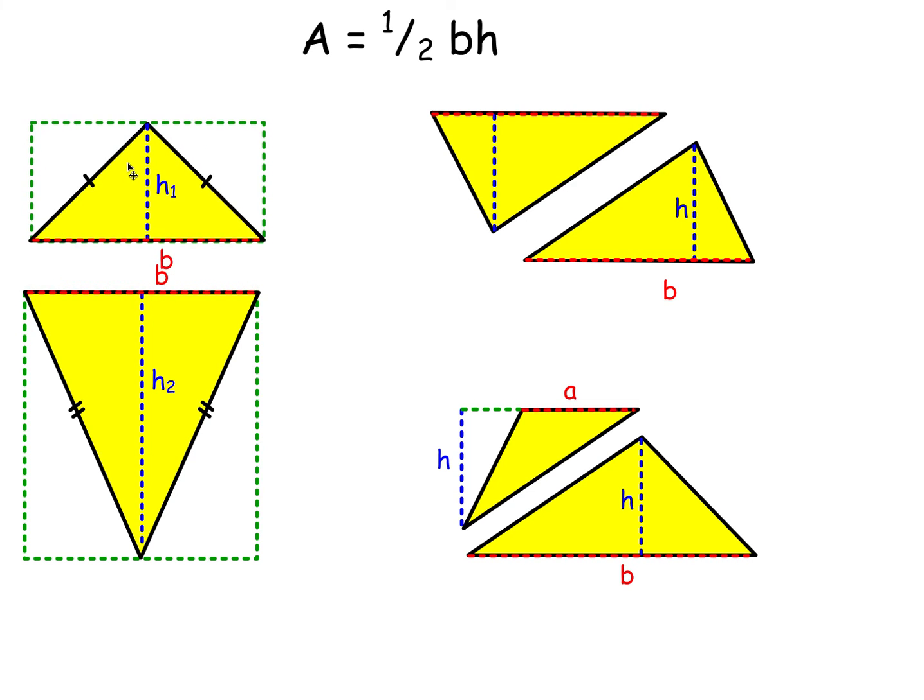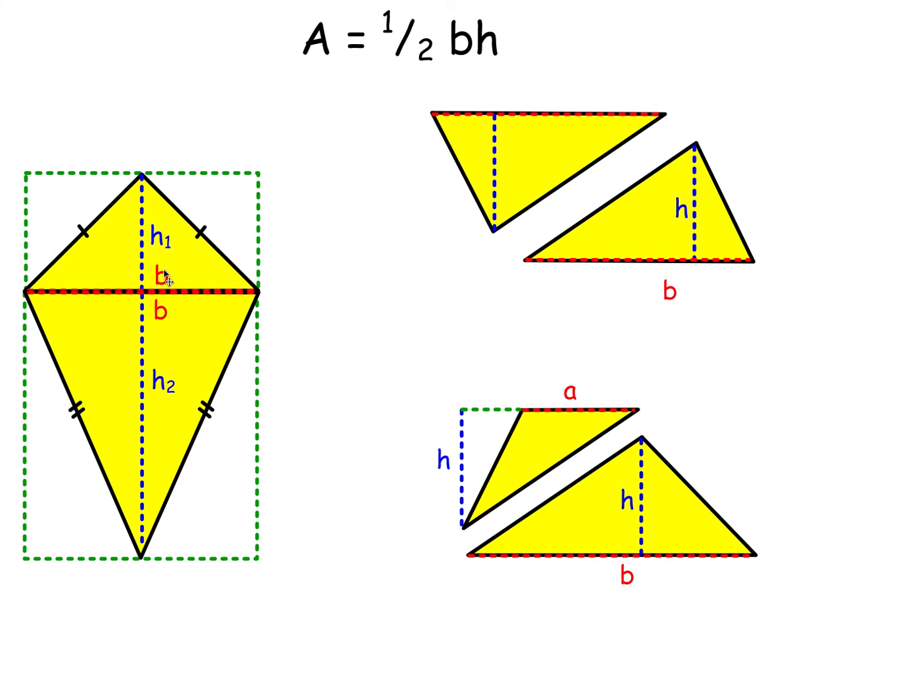The individual triangles were half a surrounding rectangle. That was found in the first video. So it should be that the kite is half a surrounding rectangle, and the dimensions of the rectangle are its length, here the length of the blue diagonal, and its breadth is the length of the red diagonal.